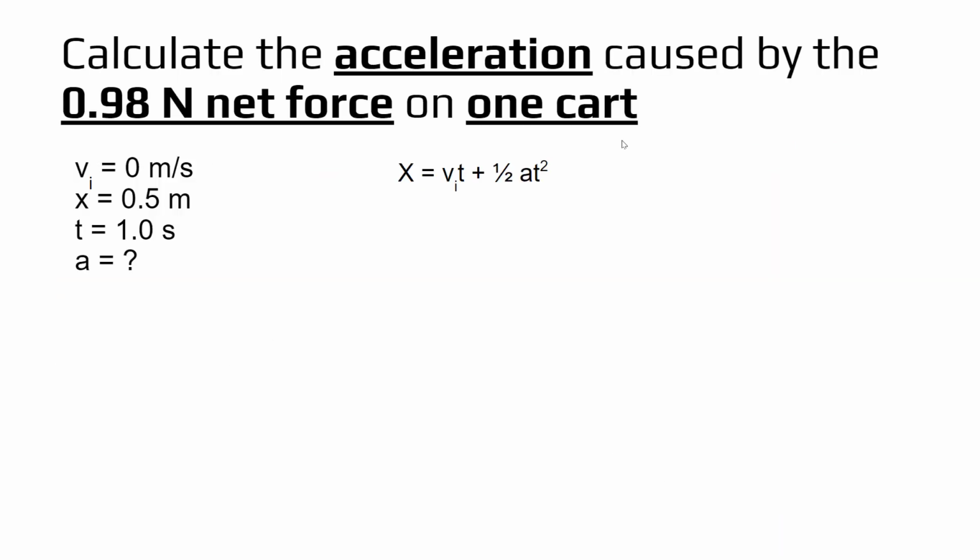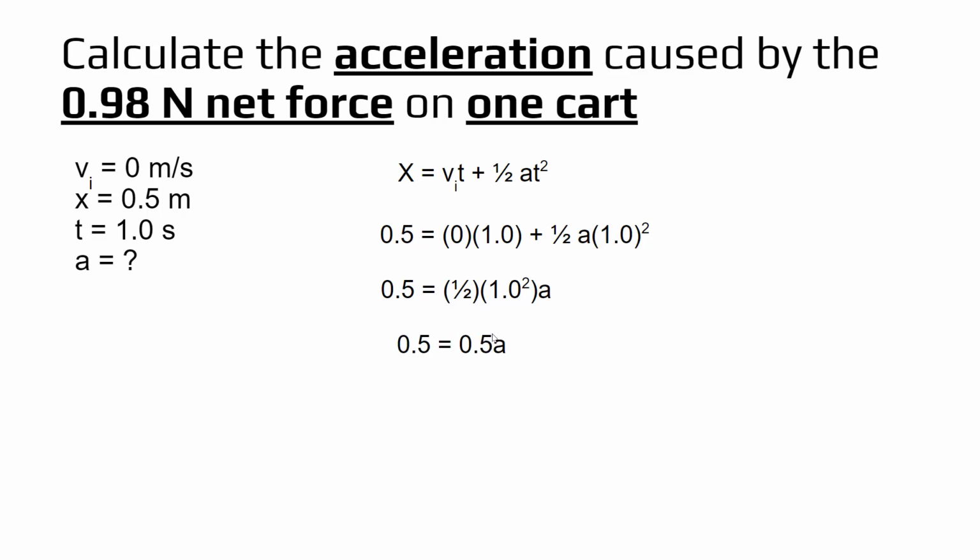So we're going to do the same calculation, but we now have a different number. We still start from rest. We still travel 0.5 meters, but we now do this in 1 second. So let's plug in our numbers and do the math. 0 times anything cancels out. We can put the 1/2 times the 1 squared together in the front, multiply that together, and we get 0.5 equals 0.5a, which of course, a is equal to 0.5 divided by 0.5, so a is equal to 1 meters per second squared.